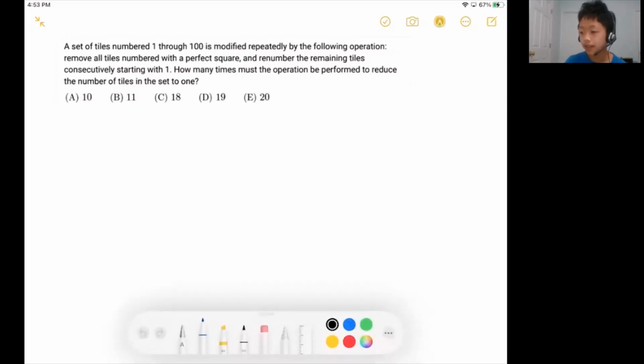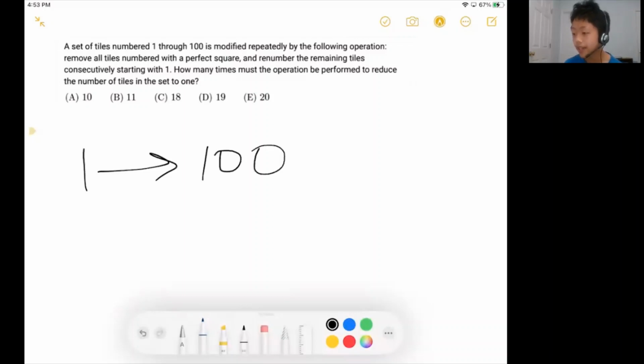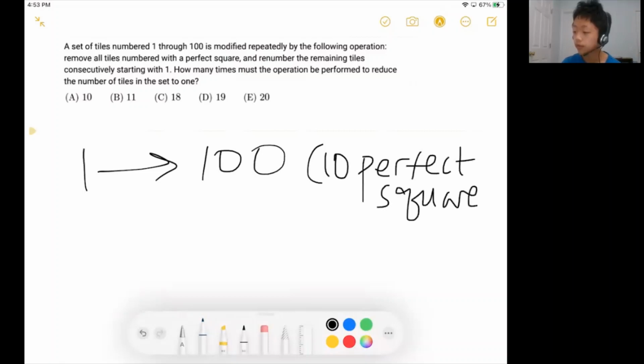So in this case, we have the numbers 1 through 100. From the numbers 1 through 100, there are going to be 10 perfect squares, right? 1 squared, 2 squared, 3 squared, 4 squared, all the way up to 10 squared. So in one move of this process, we go from 100 tiles and delete 10 of them, and we get 90 tiles left.